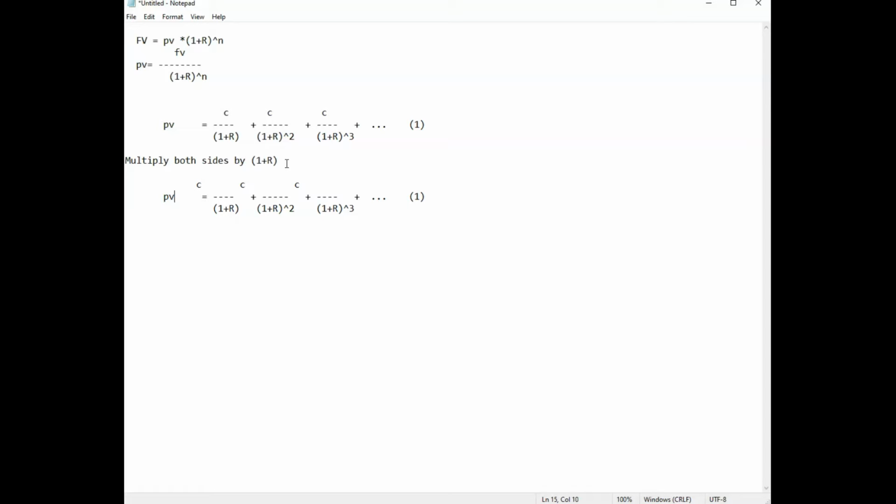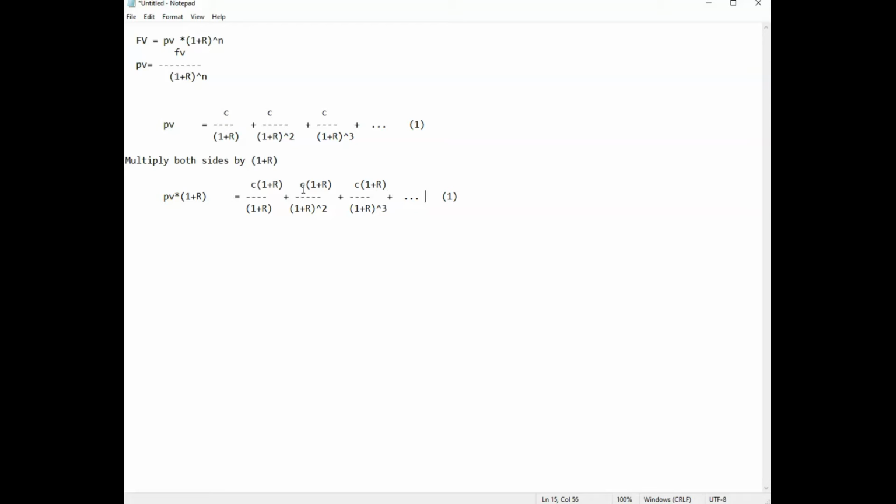So the left hand side is times 1 plus r, and this is the original right hand side. The first 1 plus r can cancel with this one. I'm going to make it very clear, so let's just type 1 plus r first. Then I'm going to simplify this 1 plus r.